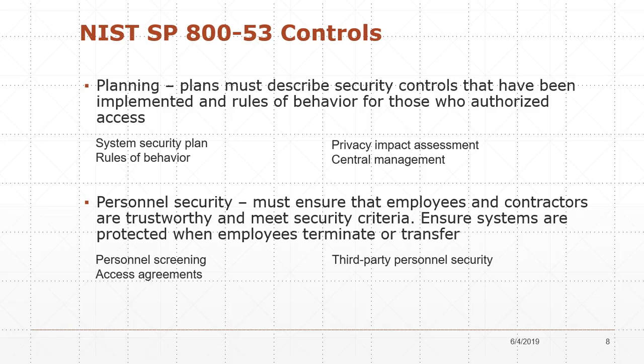Planning. Plans must describe the security controls that have been implemented and the rules of behavior for those who are authorized access. So again, your system security plan, rules of behavior, privacy impact assessment, and central management. Personnel security must ensure that the employees and contractors are trustworthy and meet security criteria. Ensure systems are protected when the employees terminate or transfer. So here you would have your controls for personnel screening, access agreements, and third-party personnel security.